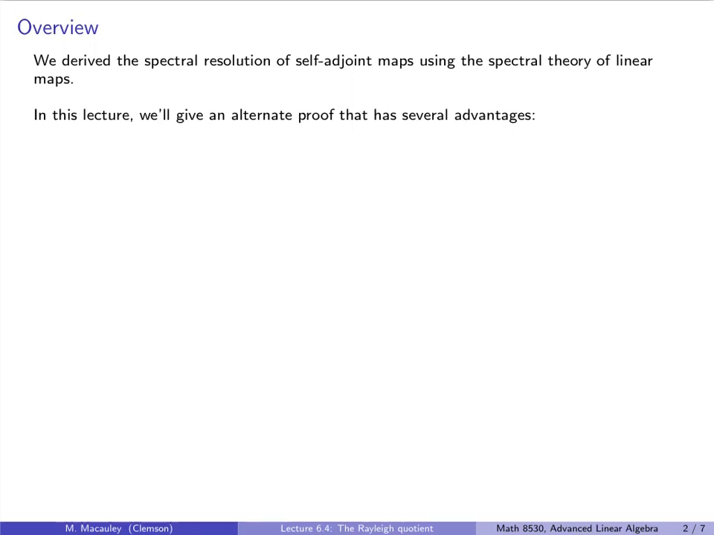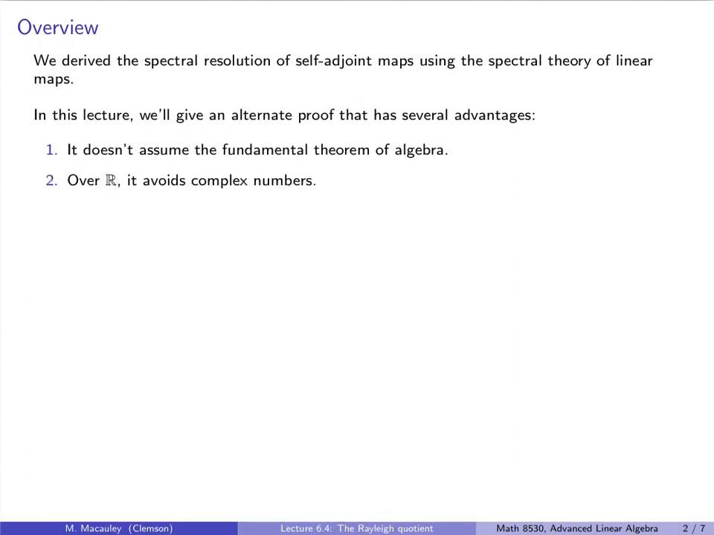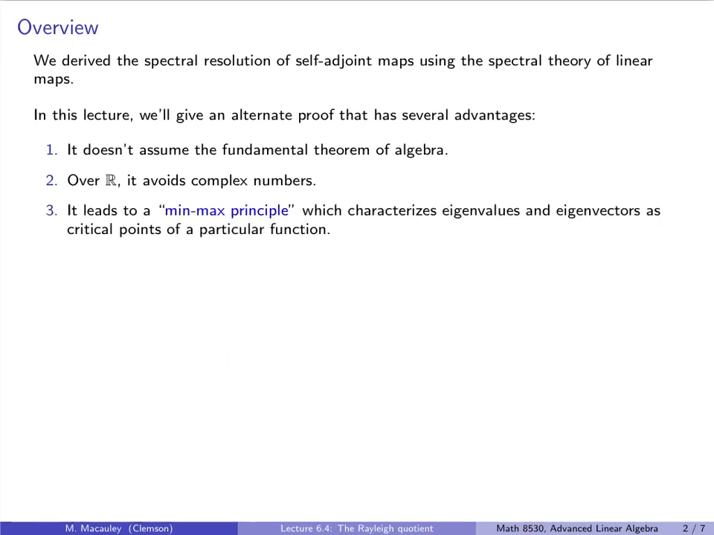In this lecture, I'm going to give an alternative proof of the spectral resolution of self-adjoint maps. And this will have several advantages. For one, it does not assume the fundamental theorem of algebra. Two, if we are over the real numbers, in other words, if our entries in H are all real, then we completely avoid the complex numbers. And finally, it leads to a so-called min-max principle, which characterizes eigenvalues and eigenvectors as critical points of a particular function. And this function is relevant in a number of numerical algorithms.